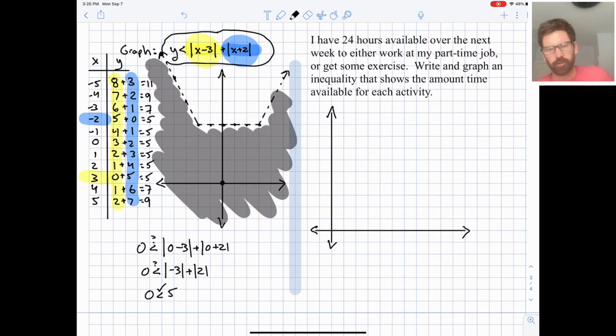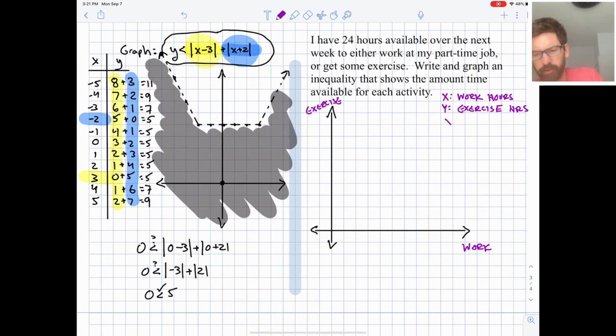All right, we'll do another one over here, and let's define our variables. It looks like we have 24 hours available over the next week to either work at my part-time job or get some exercise. And we want to write and graph an inequality that shows the amount of time available for each activity. So let's write the inequality first, and let's define our variables. Let's have x be work hours, and let's have y be exercise hours. So we'll have work down here, and we'll have exercise on the vertical axis.